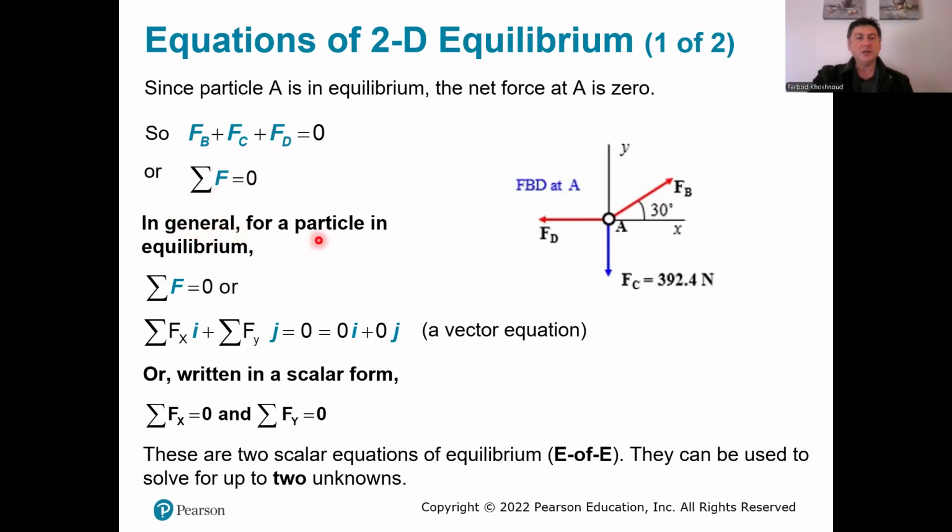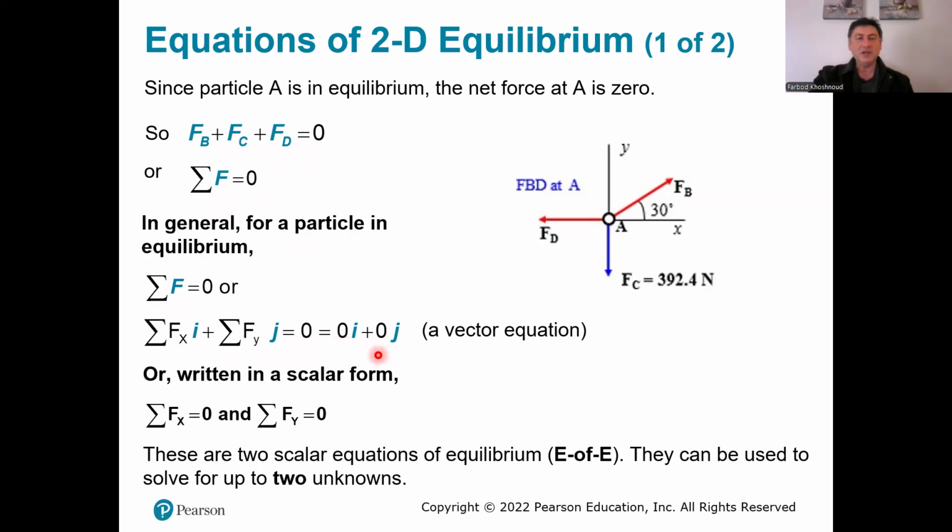In general, for a particle in equilibrium, you know that the sum of the forces applied to that particle is equal to 0. That includes the sum of all the forces in x direction with the unit vector i in x direction, plus the sum of all the forces in y direction with unit vector j in j direction, all equal to 0. That 0 means that it is 0 in i direction plus 0 in j direction.